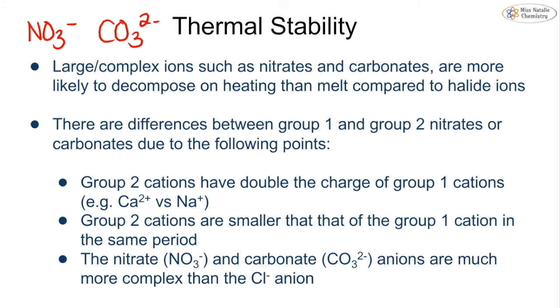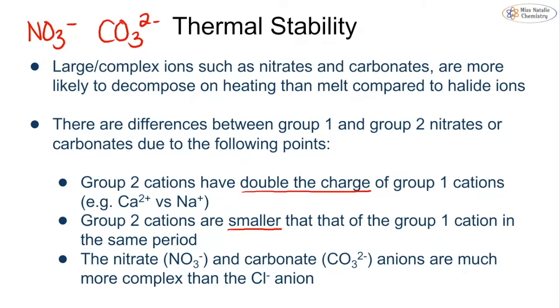There are differences between the nitrates and the carbonates in terms of group 1 or group 2, and it is all to do with different physical properties of group 1 and group 2. Group 2 cations are going to have double the charge of group 1. So calcium is going to be 2+, whereas sodium is going to be 1+. You tend to find as well that group 2 cations are smaller than those of group 1 in the same period. That just means that the electrons in group 2 cations are held more tightly to the nucleus as opposed to group 1, making the ionic radius smaller.